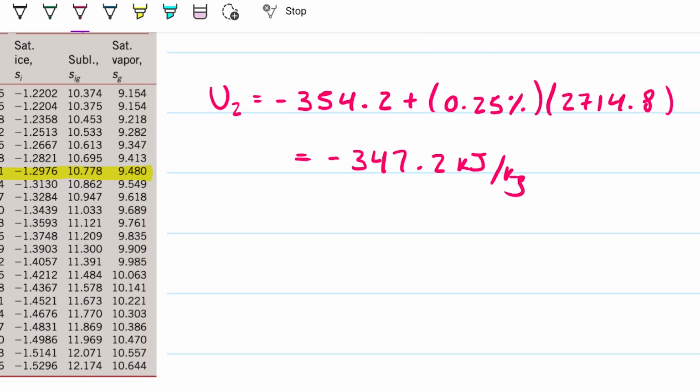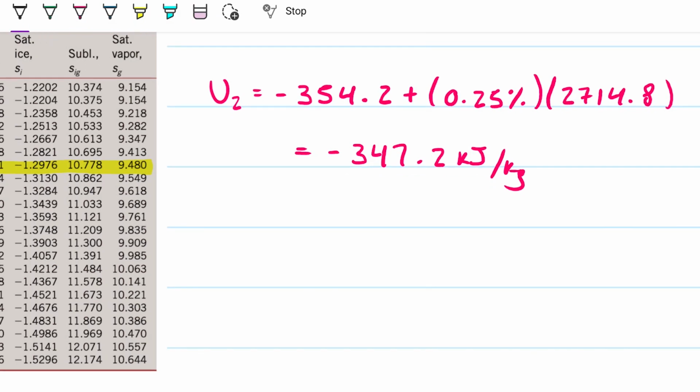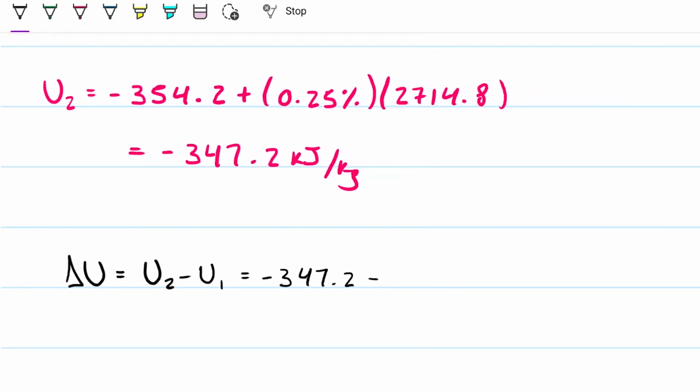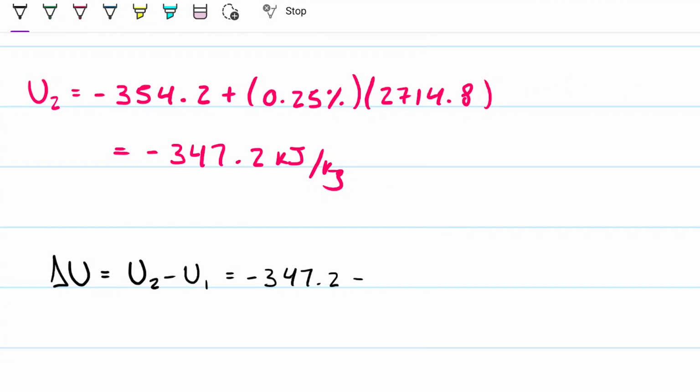But when we get to this point, this is super interesting, because now I can calculate my delta U, which was the point from the start, right? And delta U is just going to be U2 minus U1. In this case, we have U2 as negative 347.2, and we have U1 as, what was our U1? I forget, we calculated before, 1435.47.